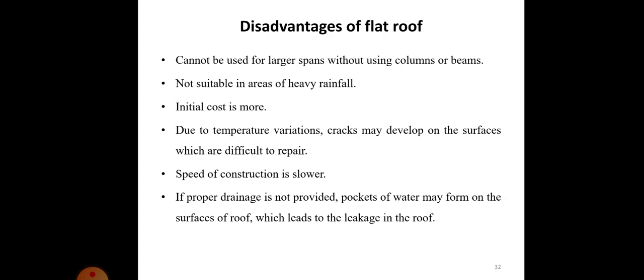Now, what are the disadvantages of flat roof? The main disadvantages of the flat roof are that it cannot be used for larger spans without providing columns or beams, and also it is not much suitable for regions which have very heavy rainfall or snowfall, and there is a tendency for development of cracks on the surfaces, and mainly this occurs due to the variations in temperatures.